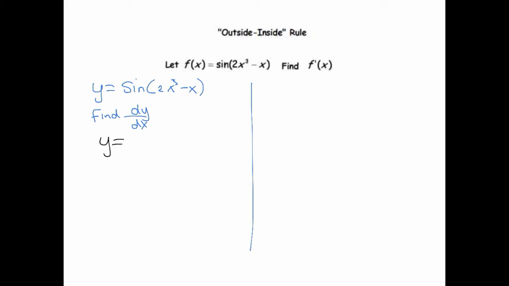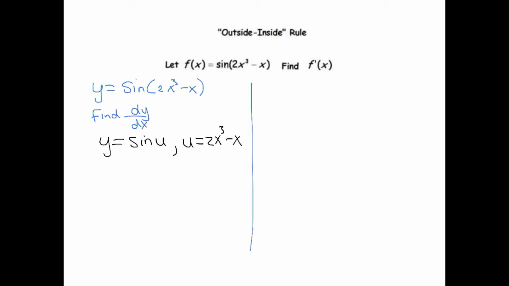We could say, let's call f of x y instead. I could say y equals sine of 2x cubed minus x, and I'll re-express this problem. Instead of find f prime of x, I could just say find dy dx, just using different notation. And then I could use the chain rule by introducing an intermediate variable, like u, and I could say, well, y is really just the sine of something. It's the sine of u. And u is what I'm calling 2x cubed minus x.